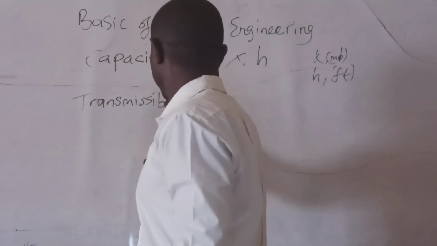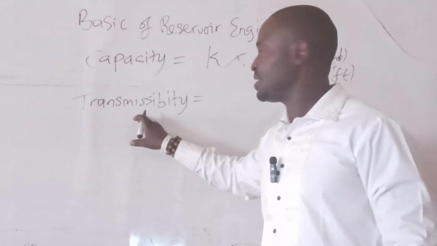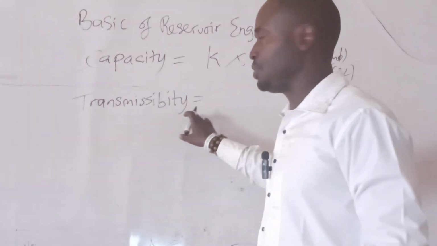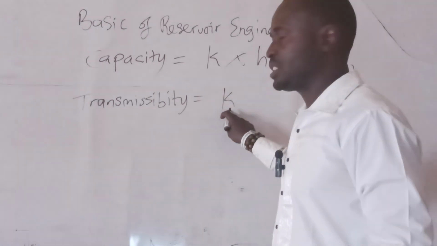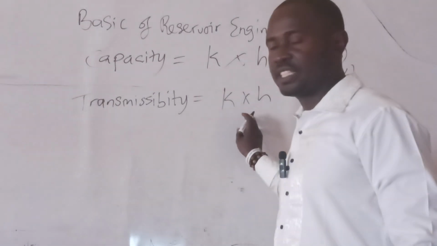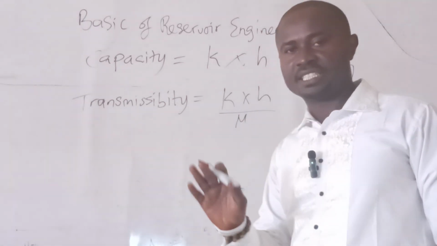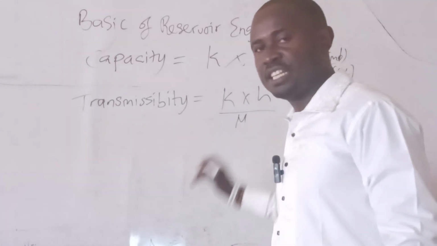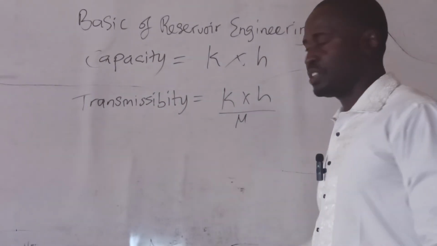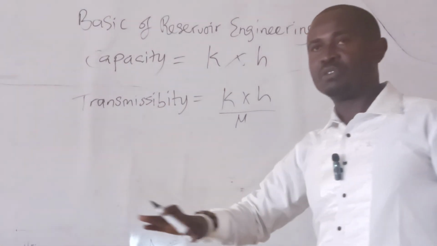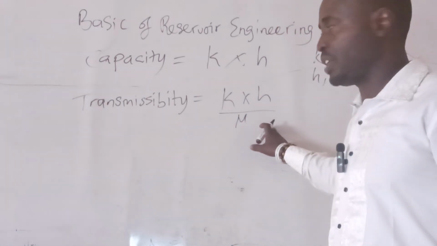The transmissibility of the reservoir fluid. If it is flowing, is it transmissible from one point to the other? And for us to determine that, we use the formula K, which stands for permeability, and the reservoir thickness H, over the viscosity. Viscosity tells us the resistance of flow in this fluid. When we establish the transmissibility of the reservoir, we will be able to know how the fluid is moving from one point to the other within the reservoir space.